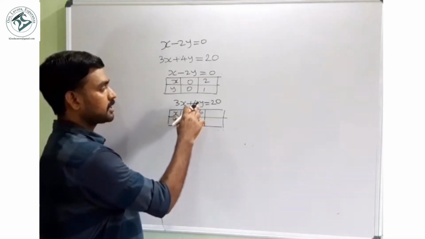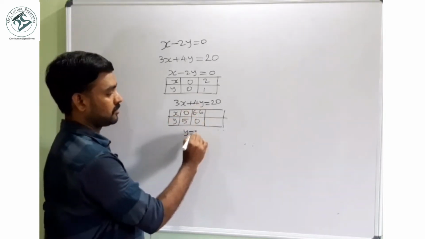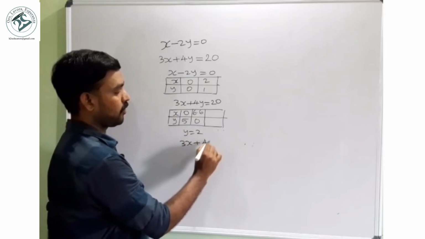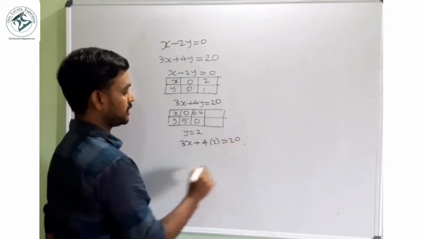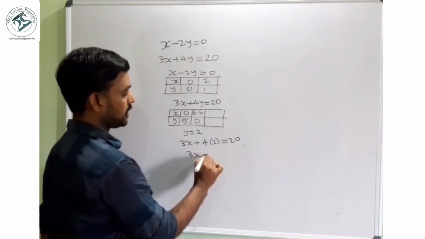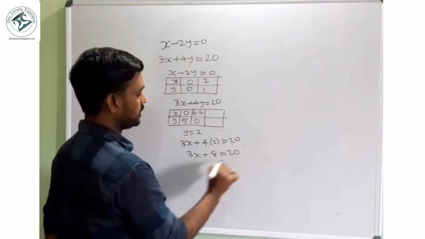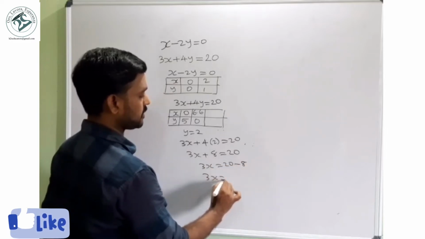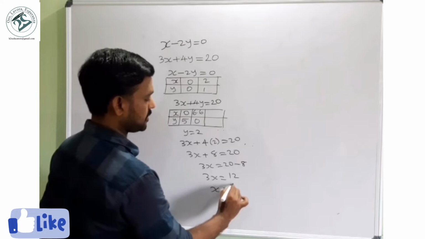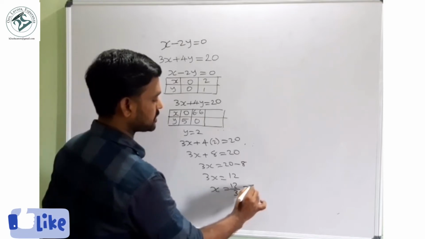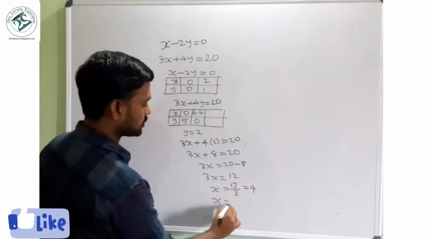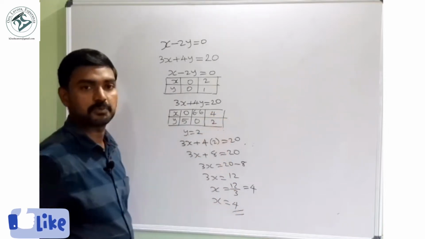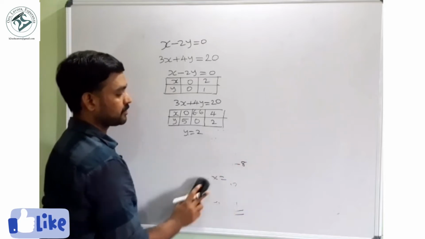Suppose y is equal to 2. What will be the x value? 3x plus 4 into 2 is equal to 20. 3x plus 2 4s are 8, 20. 3x is equal to 20 minus 8. So 3x is equal to 12. So x is equal to 12 divided by 3, which is equal to 4. So x is equal to 4 when y is equal to 2. So we got the solutions of these two equations.